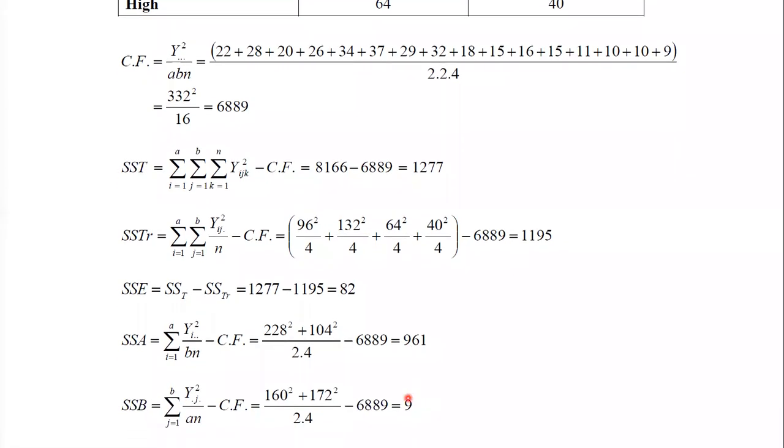Thereafter, we can go for treatment B, or the main effect of B. Here we have considered factor B as the column. Therefore, the column totals have to be identified first, then squared and added together, and divided by a times n, where a is the number of levels in factor A and n is the number of observations. Then subtract the correction factor. This leads to the main effect sum of squares of B being equal to 9.